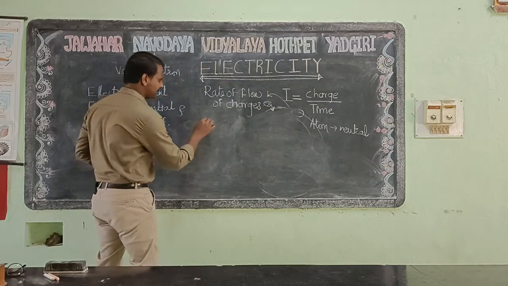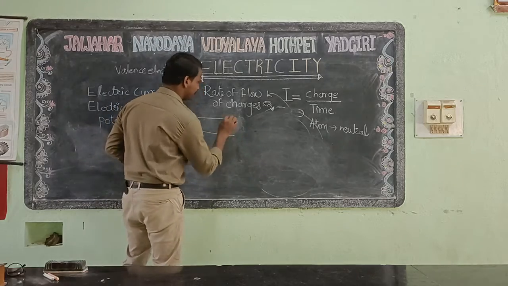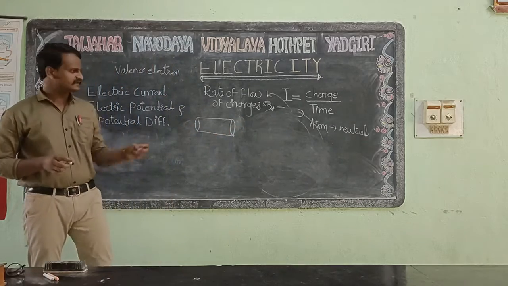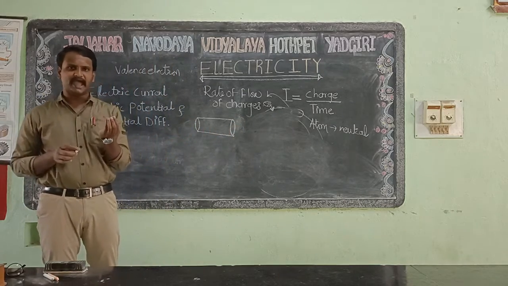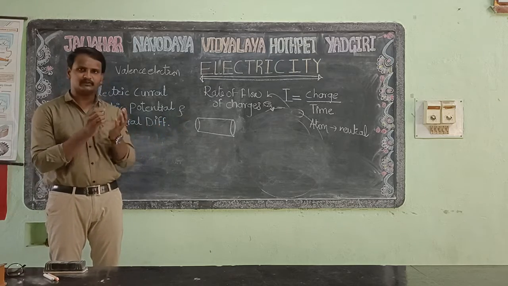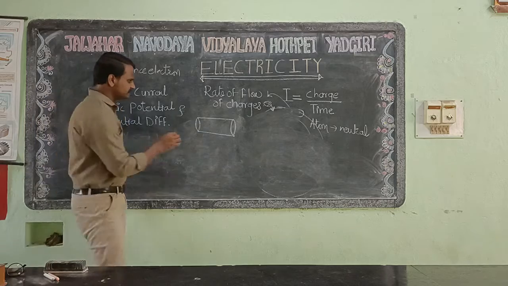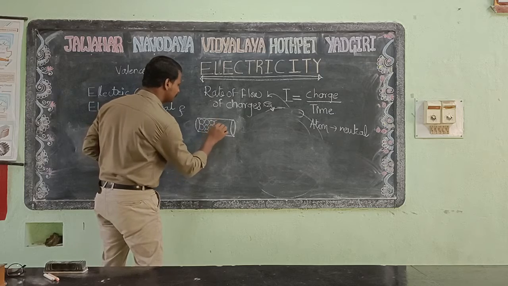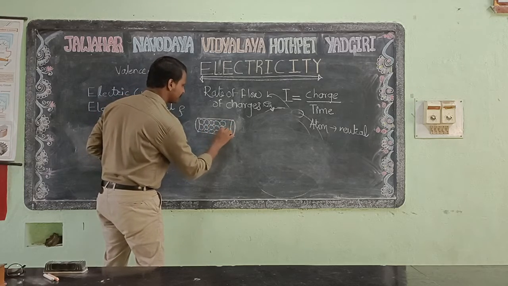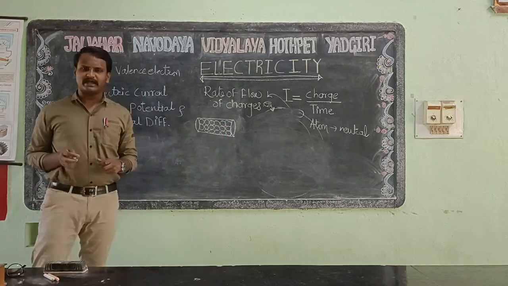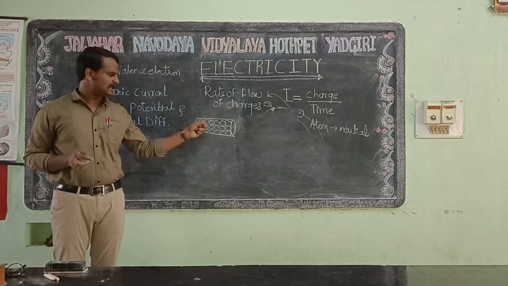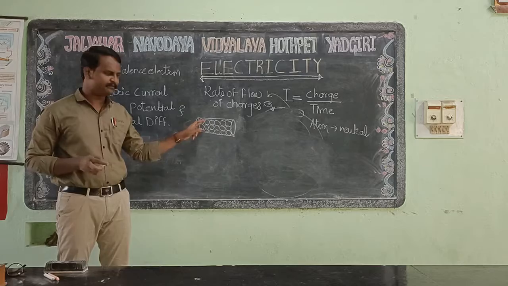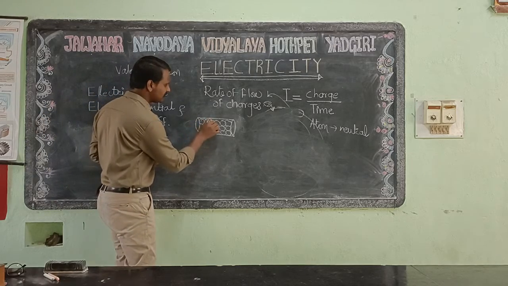If you have an atom, just consider we have a wire, a copper wire. This copper wire is made up of small tiny atoms. A number of atoms come together to form a copper wire. These are the atoms present in the copper wire. In these also, the valence electron is present in the last orbit. This is called a free electron, and this free electron easily jumps from one orbit to another orbit.